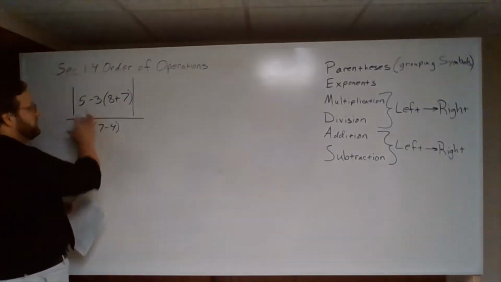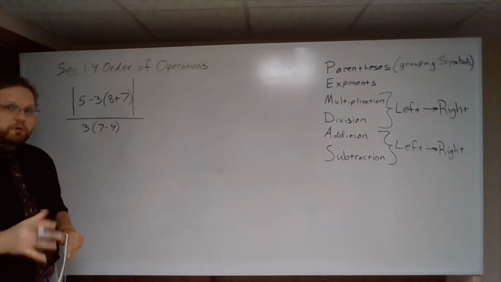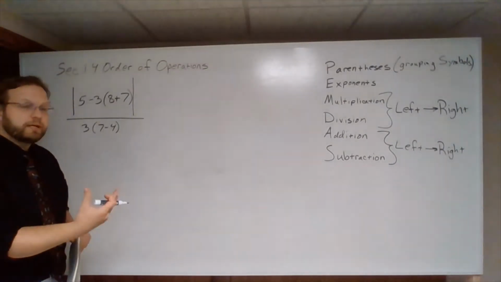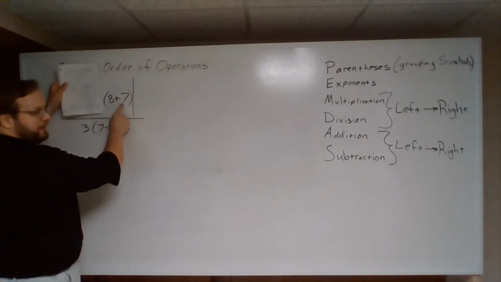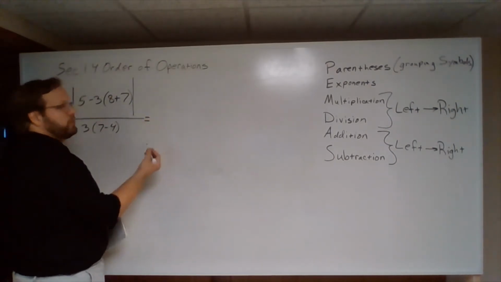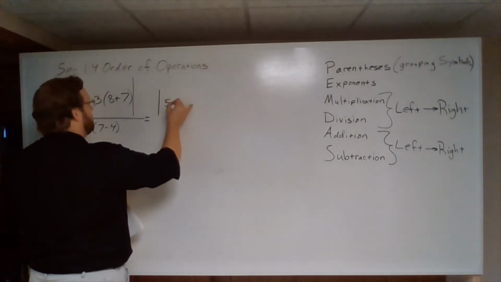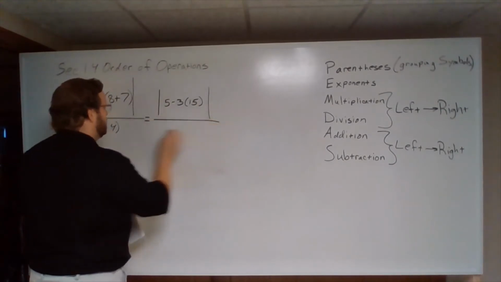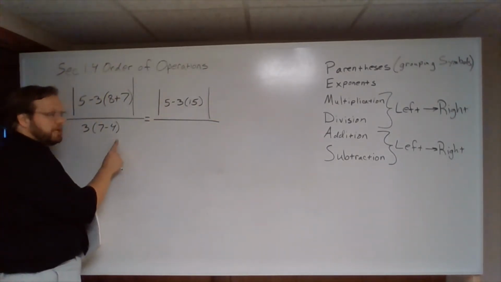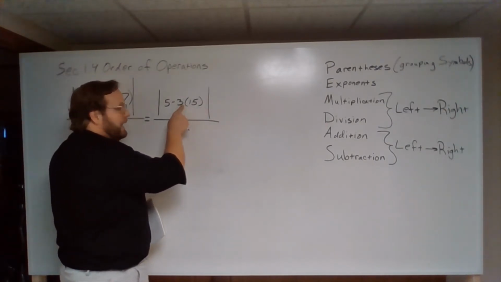So if we go up here, these absolute value bars are a grouping symbol, okay? But we can't really cash those in until we're ready. So I've got a problem here. I got a problem within that. So everything stays put except 8 plus 7 is 15. Notice I'm not even touching this, okay? Not yet. Next, within this grouping symbol, I have this multiplication.